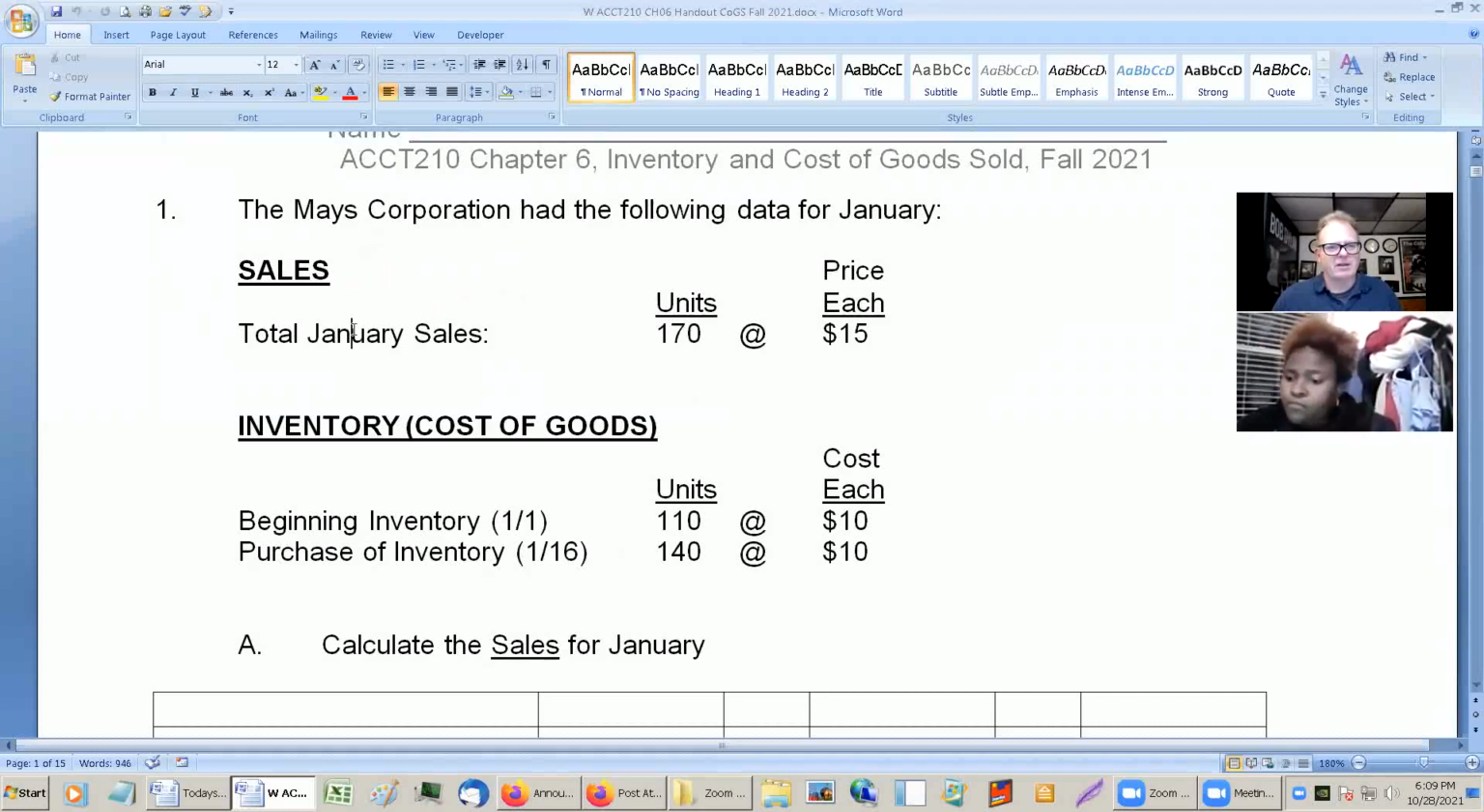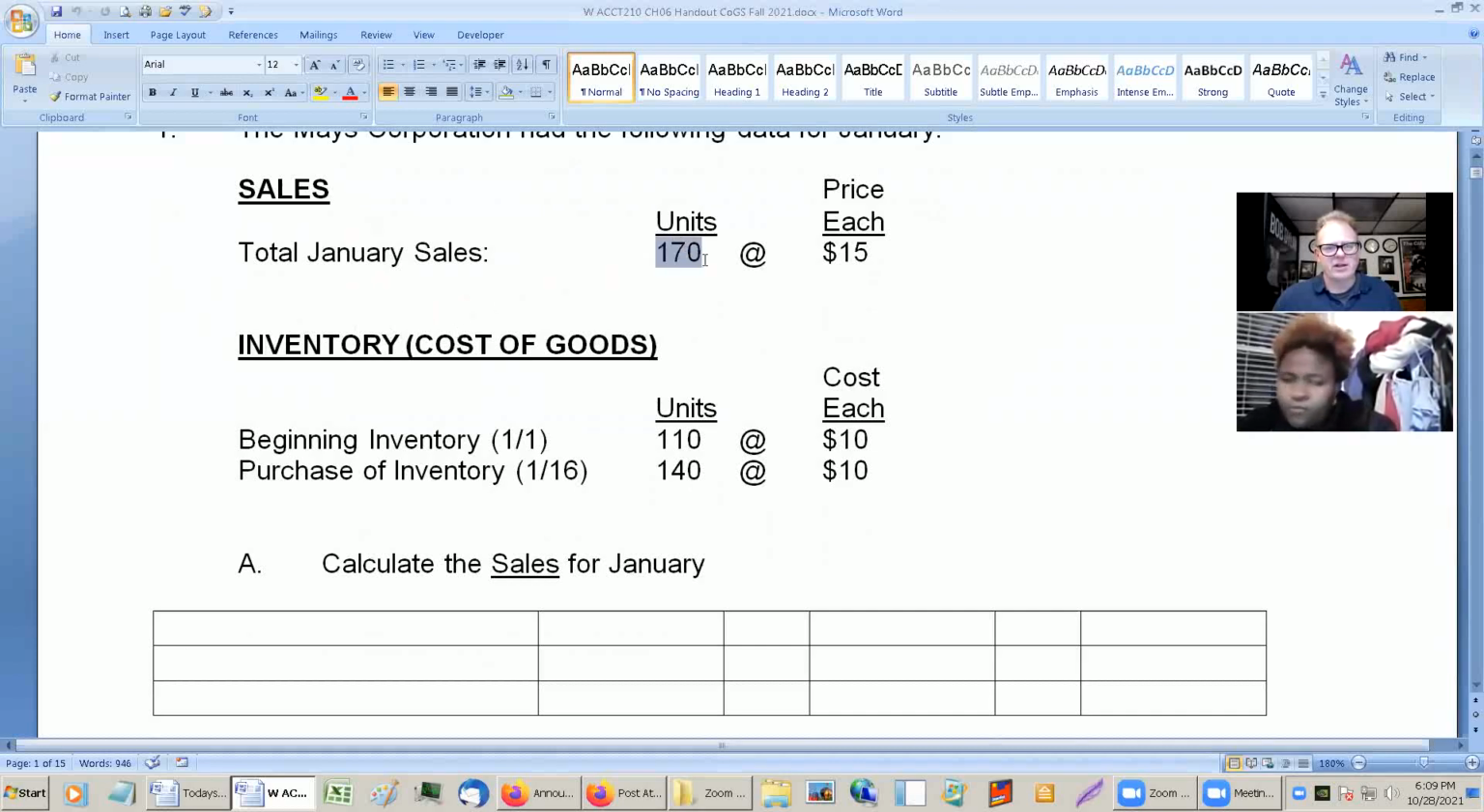So the Maze Corporation had the following. They had January sales, they sold 170 units.